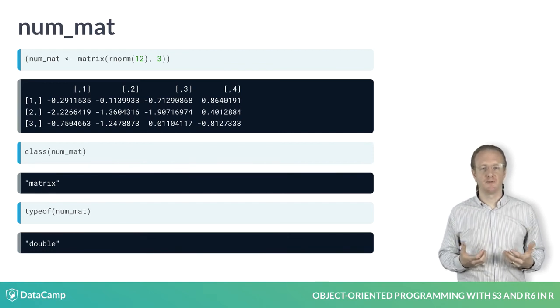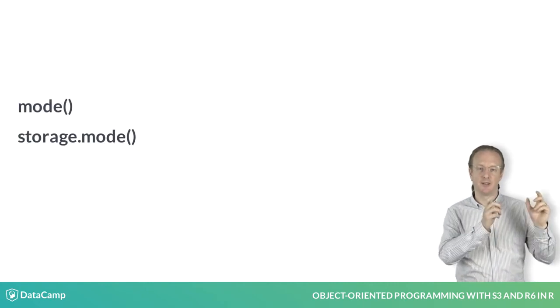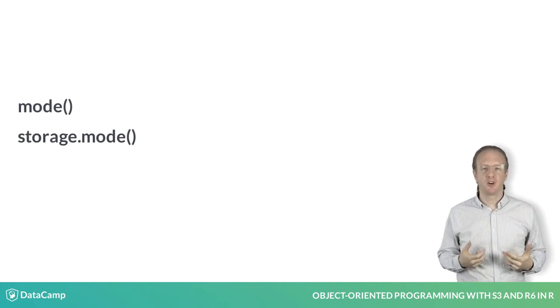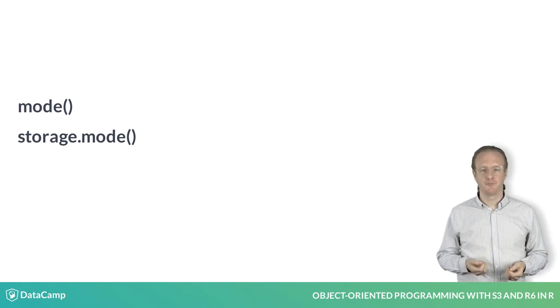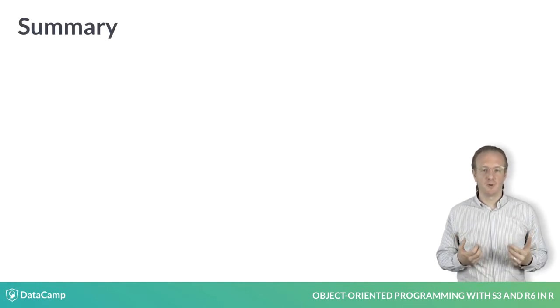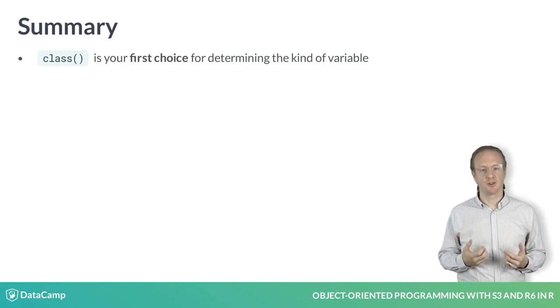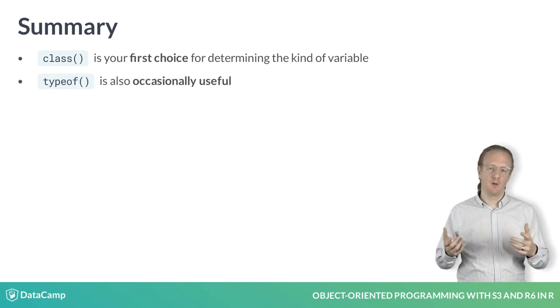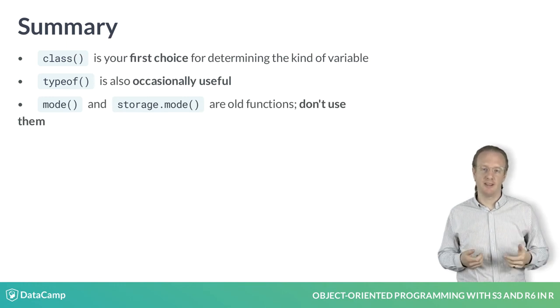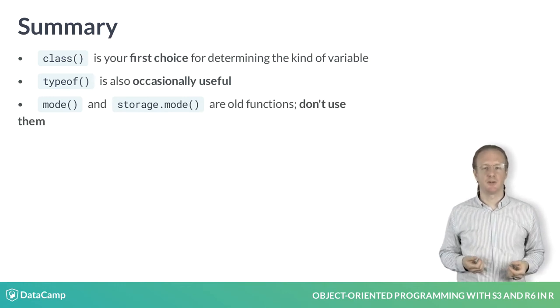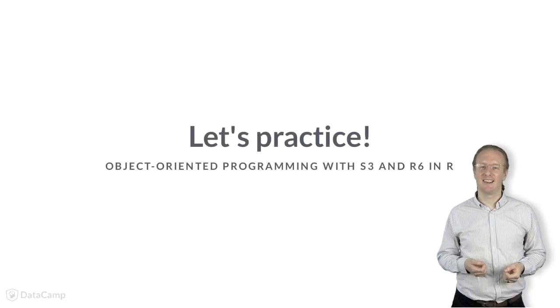There are 2 other functions for determining the type of object that you have, namely mode and storage.mode. These functions exist solely for compatibility with older S code, so while you need to know that they exist, you should never need to use them. To summarize, most of the time you should use the class function to determine what kind of variable you have. Occasionally, typeOf is useful as well. You may come across mode and storage.mode in older code, but you shouldn't need to use them yourself. Now, let's try some examples.